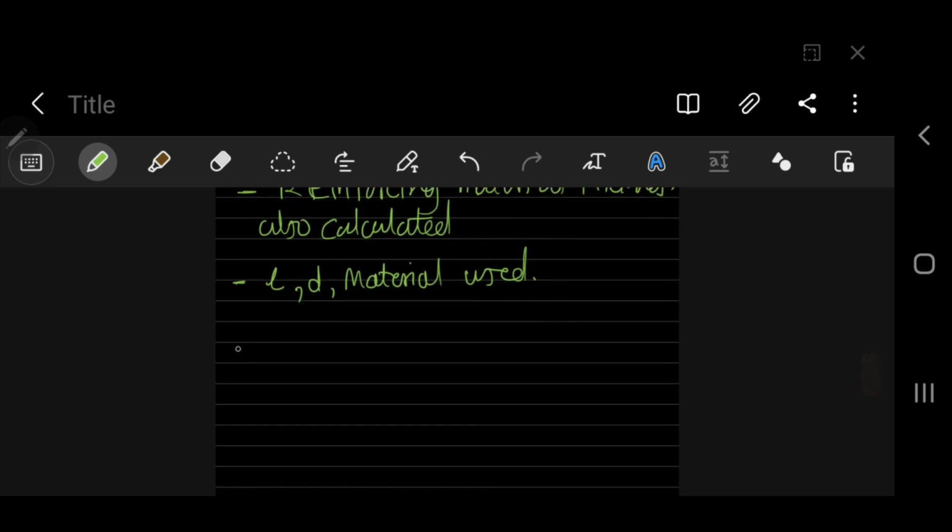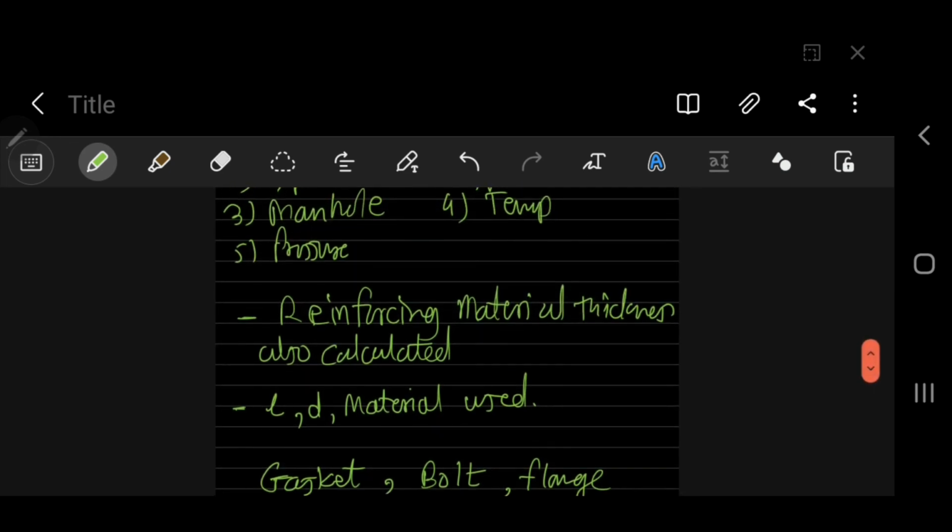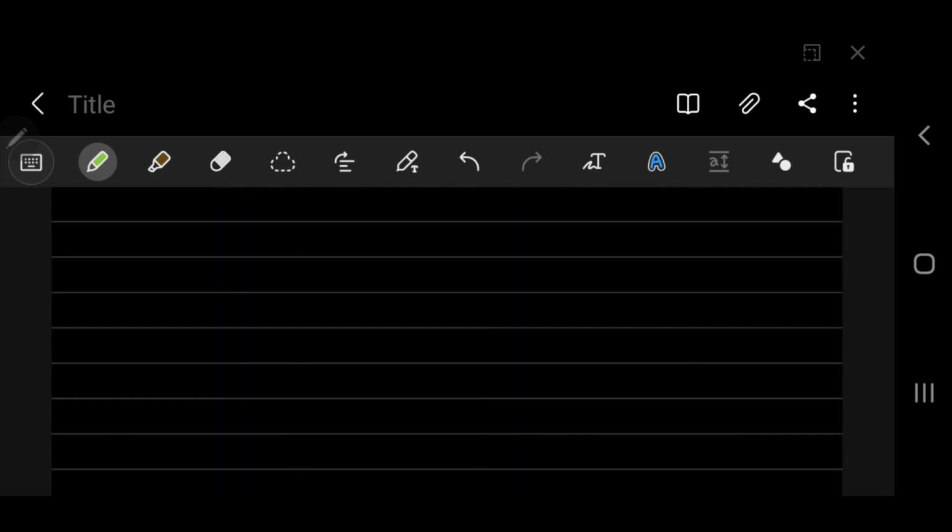Now we have also designed the gasket, the bolt, and the flange. These things we have done in the design of a pressure vessel. For designing a pressure vessel, we must know the types of enclosures. A teacher may ask a question about these types of enclosure.